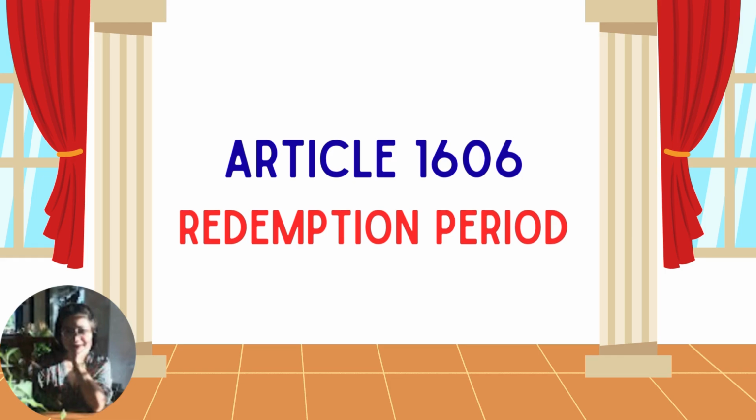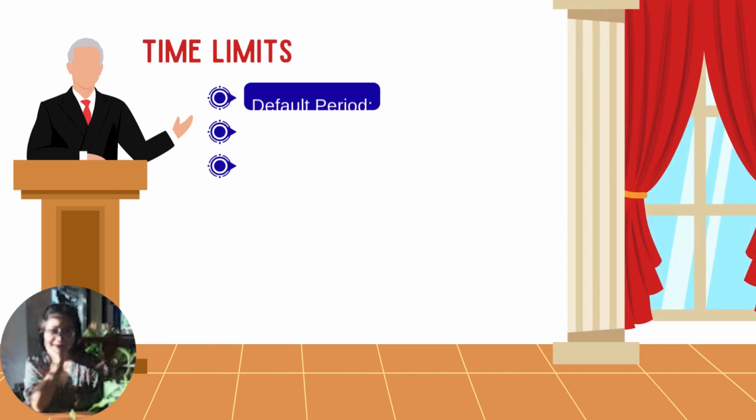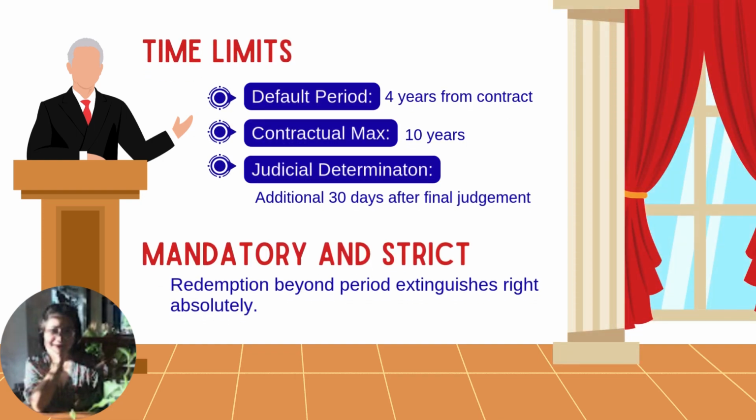Article 1606, Redemption Period. The default period is 4 years from the contract, or if there is no agreement, it should be 4 years. If with agreement, not more than 10 years. The vendor may still redeem within 30 days after final judgment if the issue involves determining whether the contract was truly a sale with the right to repurchase.